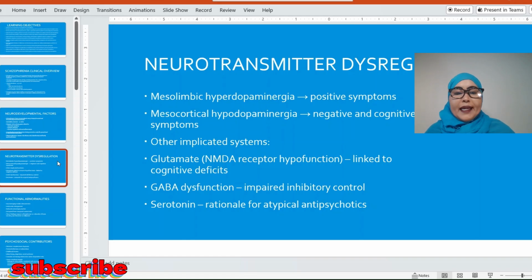Other implications include glutamate receptor hypofunctioning. So glutamate is functioning less than normal, linked to cognitive deficits. GABA dysfunction is also linked to impaired inhibitory control. Serotonin is linked to the rationale for atypical antipsychotics. So those are the neurotransmitter dysfunctions related to schizophrenia.